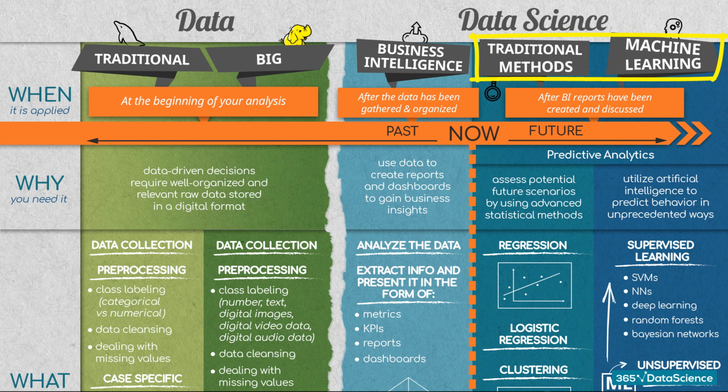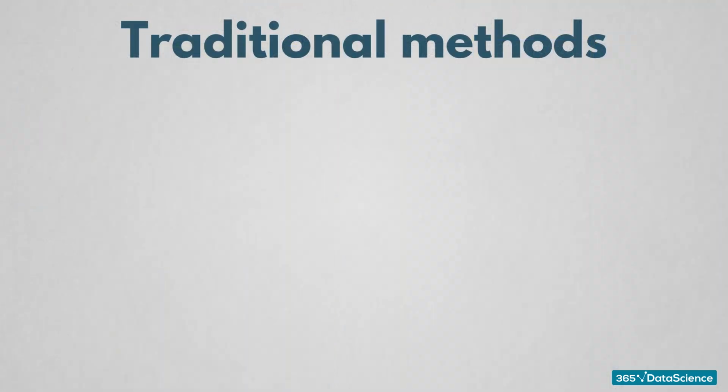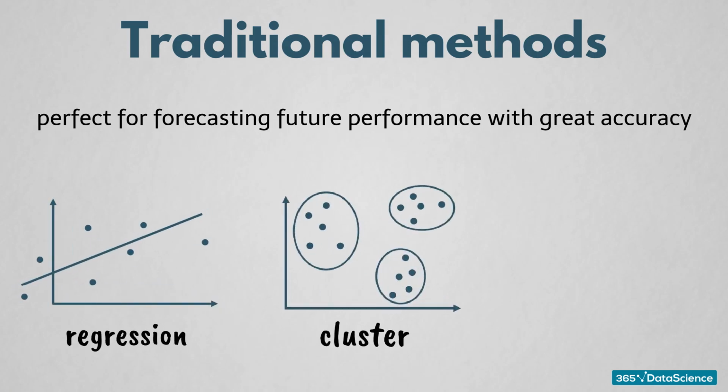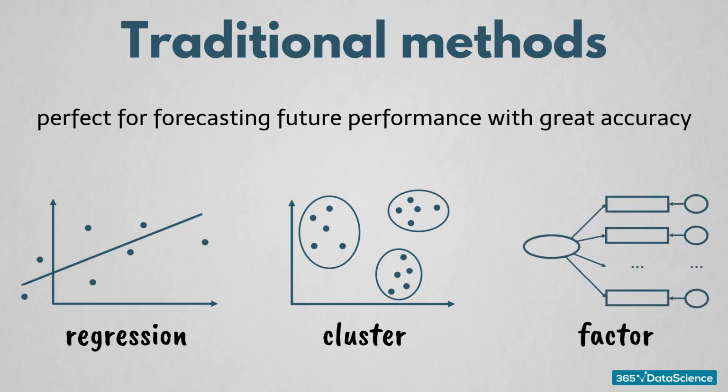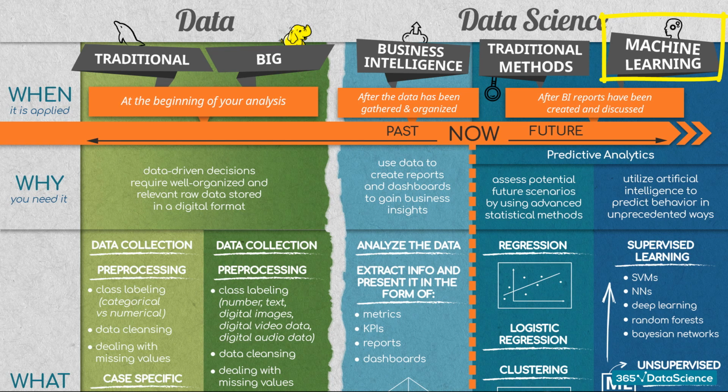Traditional methods, according to our framework, are a set of methods that are derived mainly from statistics and are adapted for business. There is no denying that these conventional data science tools are absolutely applicable today. They are perfect for forecasting future performance with great accuracy. To give you an idea, here are some instances: regression analysis, cluster analysis, and factor analysis, all of which are prime examples of traditional methods. Cool. Now, let's turn our attention to machine learning, the last column we will be discussing.